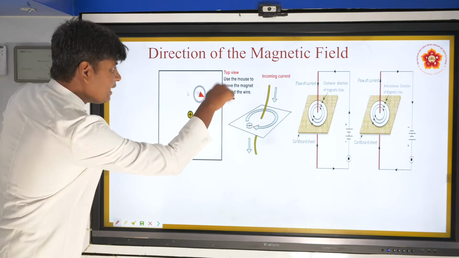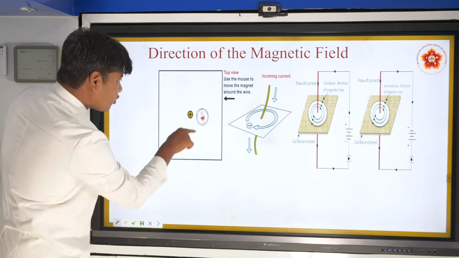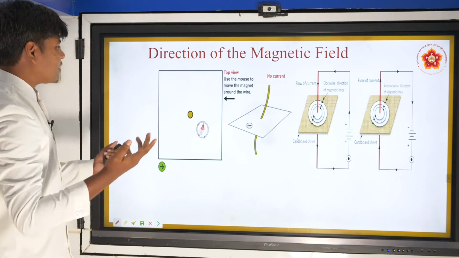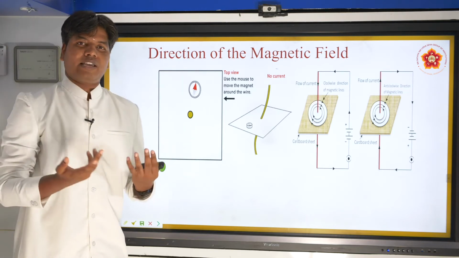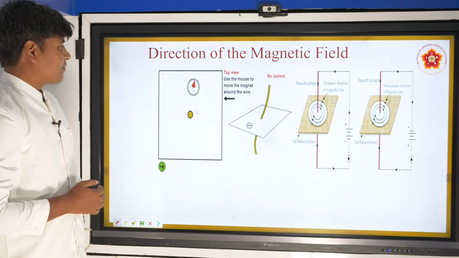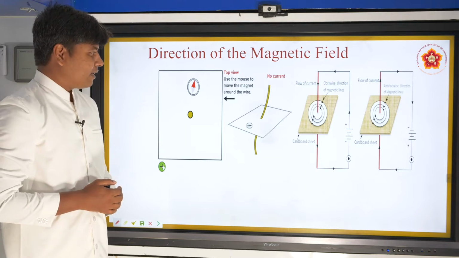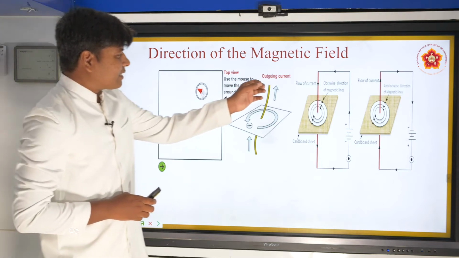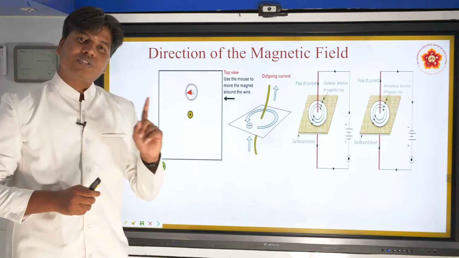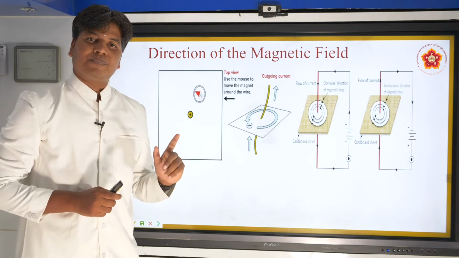Now in this diagram it is incoming current. It is going in the clockwise direction, the north pole. You can see it. When you have no current, you cannot produce a magnetic field, so the needle stays undeflected. So what is your conclusion by seeing this? That means if I change the direction of the current, the magnetic field lines also change. The direction of the magnetic field lines is also changing, right?